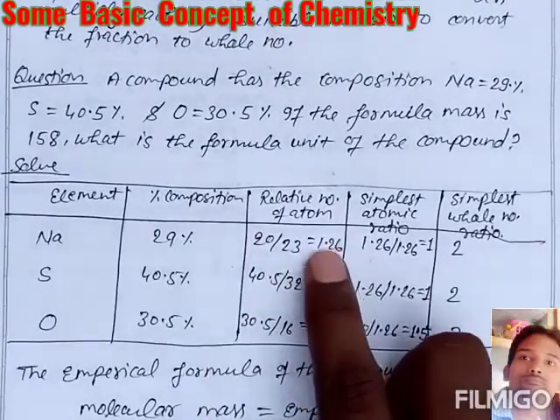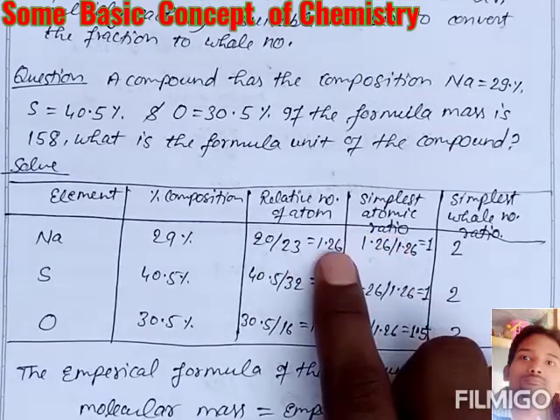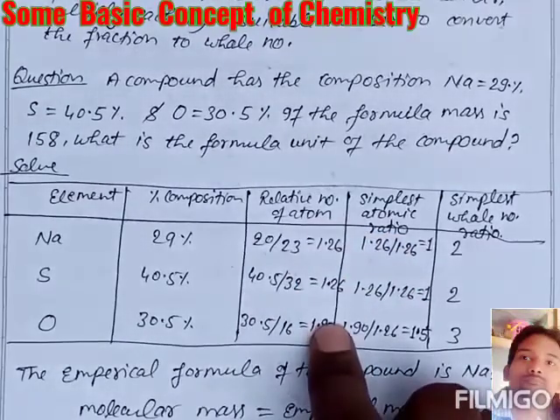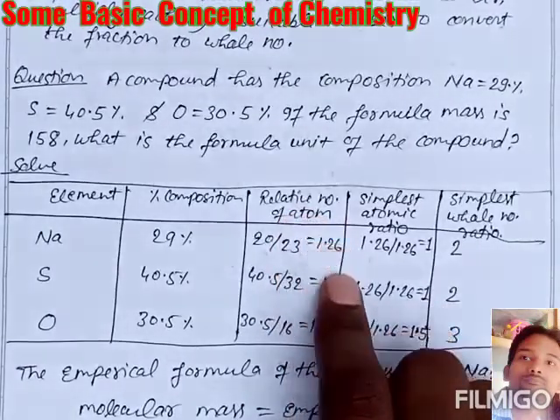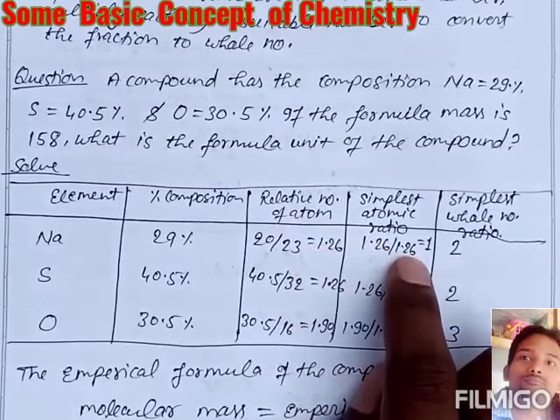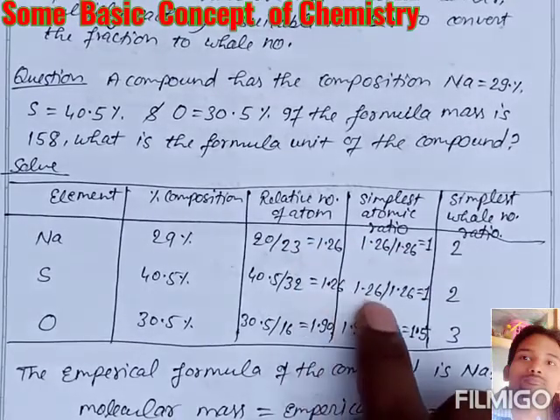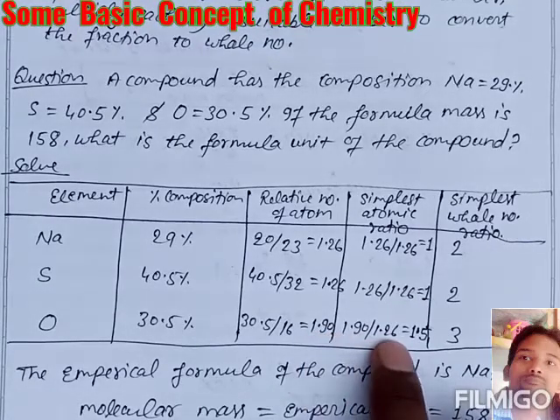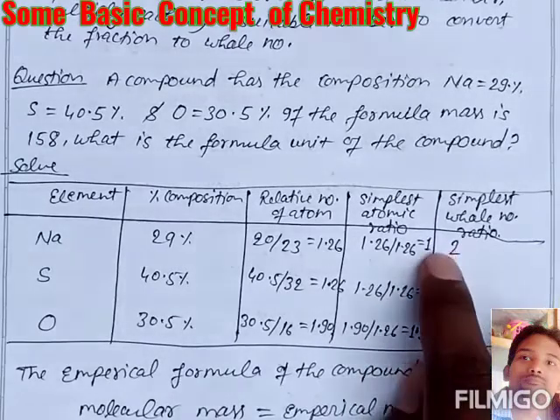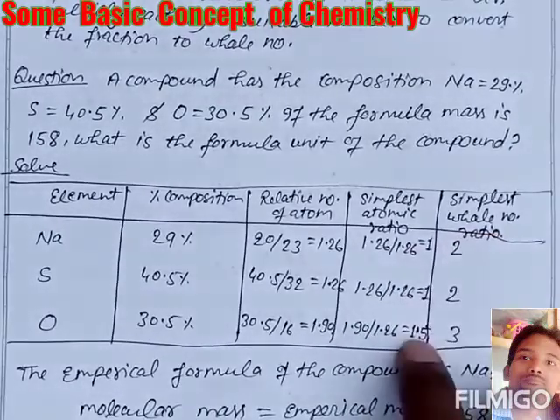Again you will divide each of the resulting values from the relative numbers by the smallest number. So 1.26 divided by 1.26, 1.26 divided by 1.26, and 1.90 divided by 1.26, you will get 1, 1, 1.5. Here there is a fraction value, so you will multiply to get the simplest whole number ratio.